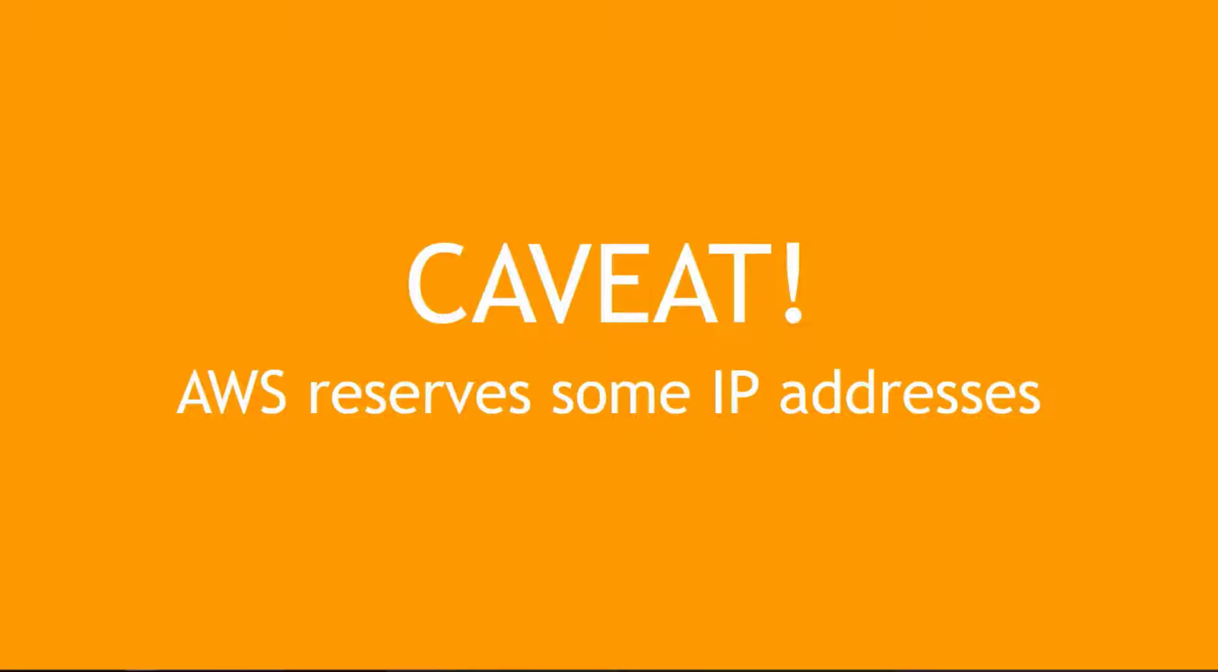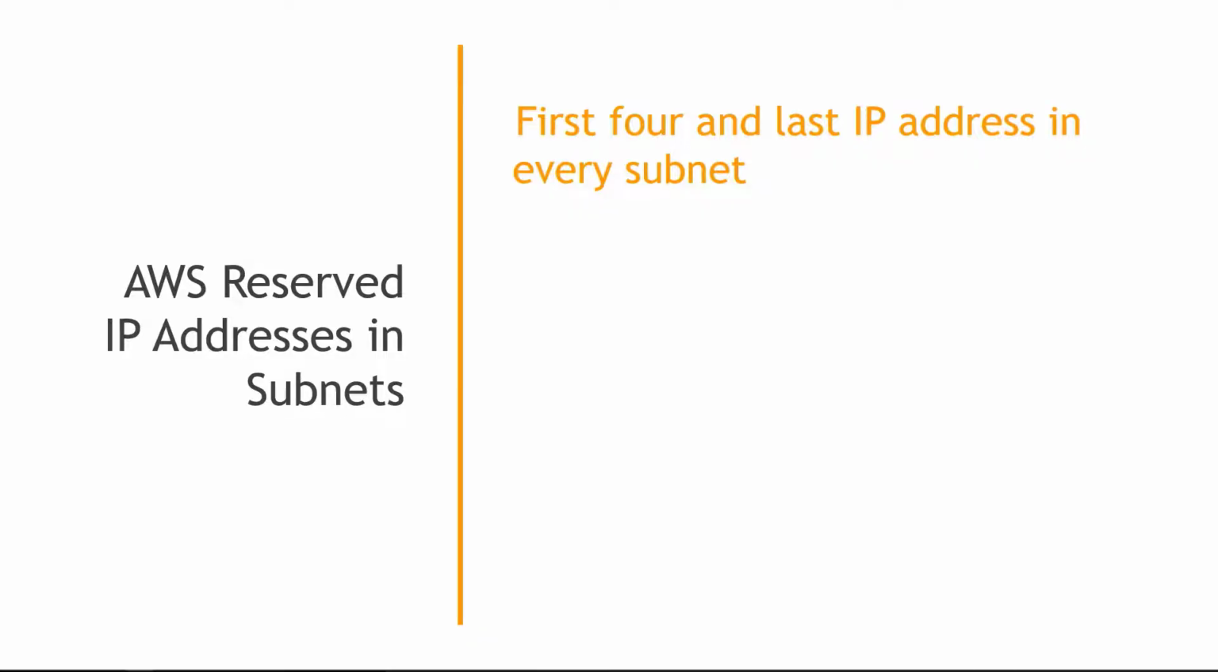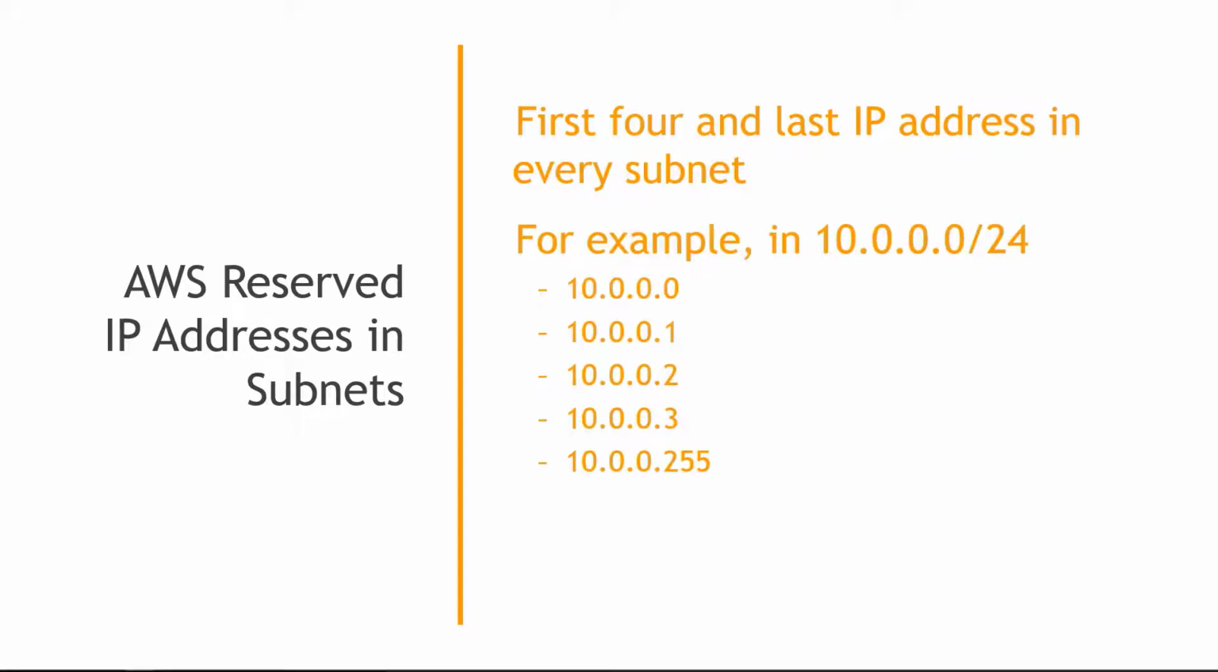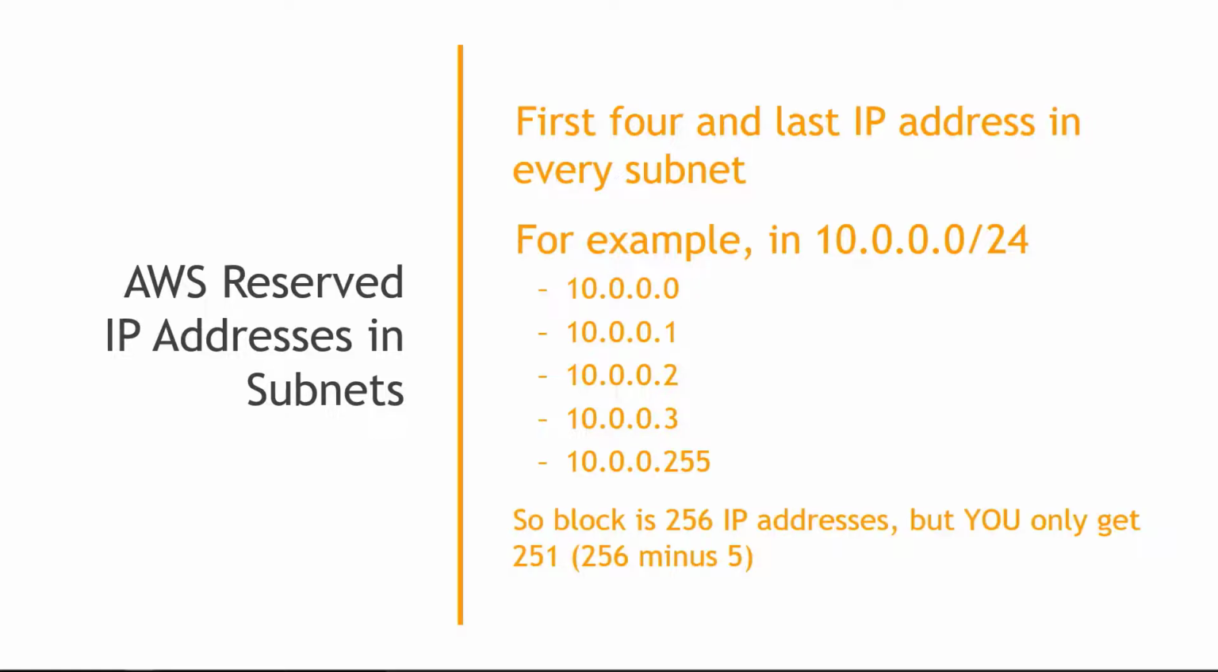Now, having said all of that, it's important to know that AWS reserves some IP addresses, so you won't be able to use them, and you shouldn't include them in the total available count. What do I mean? Those addresses are the first 4 and last IP address in every subnet. So for example, if we're looking at 10.0.0.0/24, the first 4 addresses, so ending in .0, .1, .2, .3, and then the last one ending in .255, these are all reserved. So our total block is 256 IP addresses, but you only get 251, so 256 minus 5.